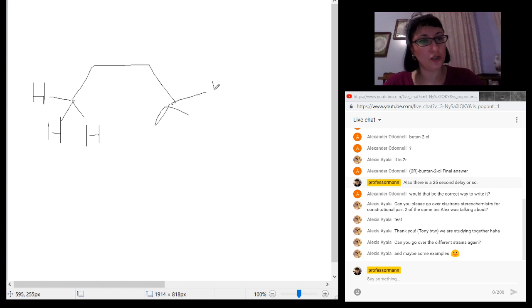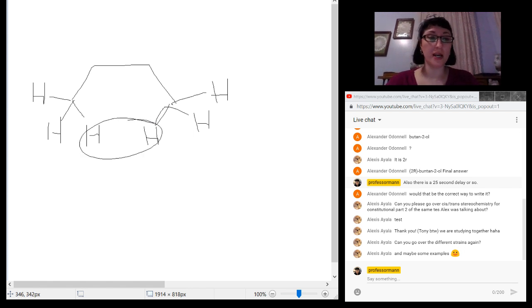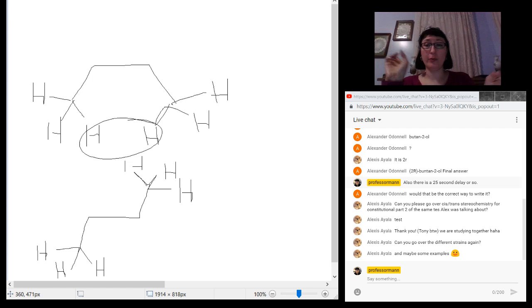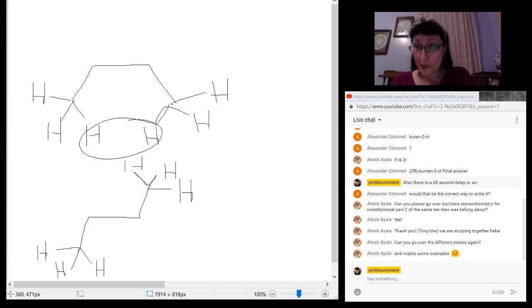That has 3 hydrogens right there. These hydrogens right there are very close to each other. That creates steric strain. A less strained version or conformer of that would look like this, because those hydrogens now are very far apart and they're not able to interact with each other. So that is steric strain.